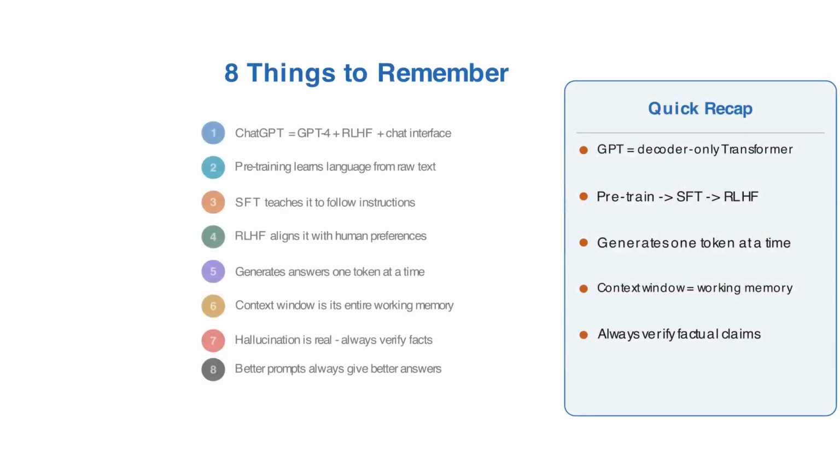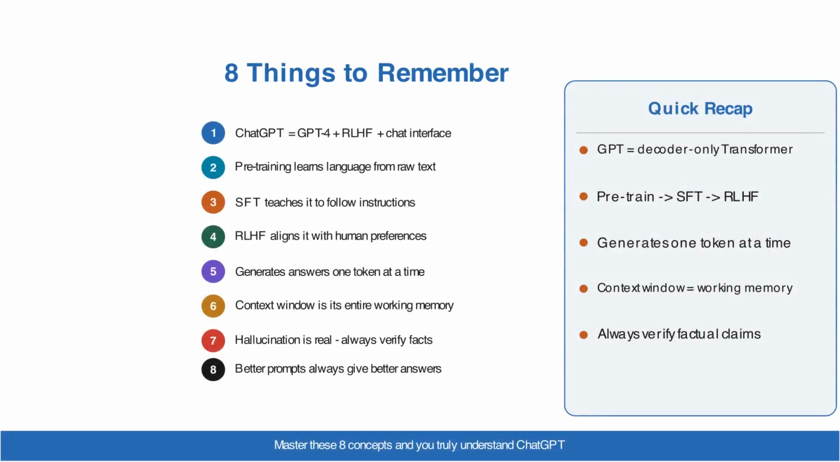8 things to remember. 1. ChatGPT is GPT-4 plus RLHF. 2. Pre-training learns from raw text. 3. SFT teaches instruction following. 4. RLHF aligns with human preferences.